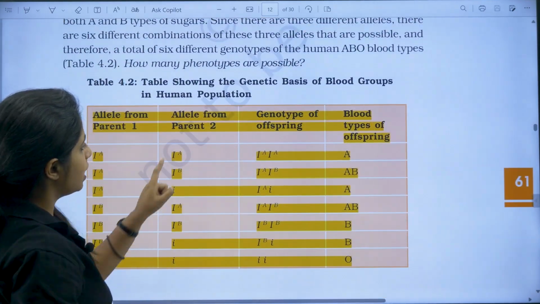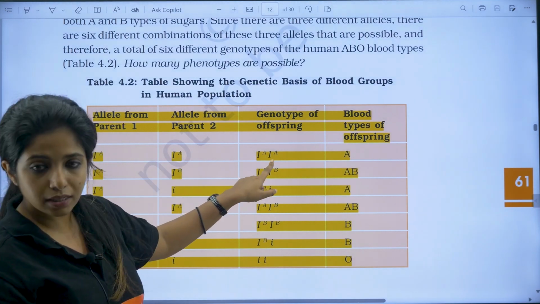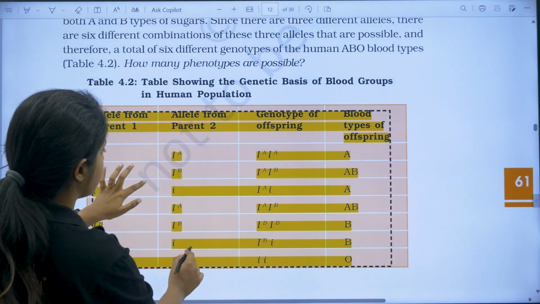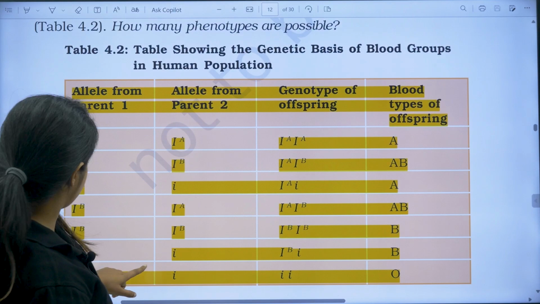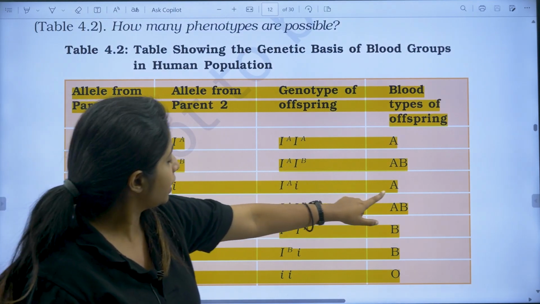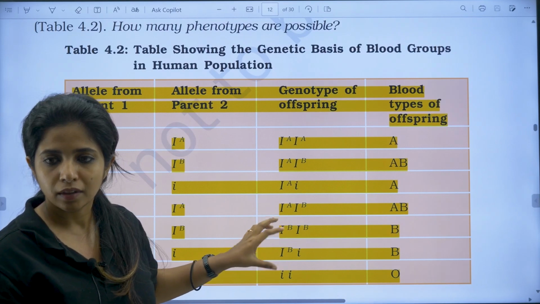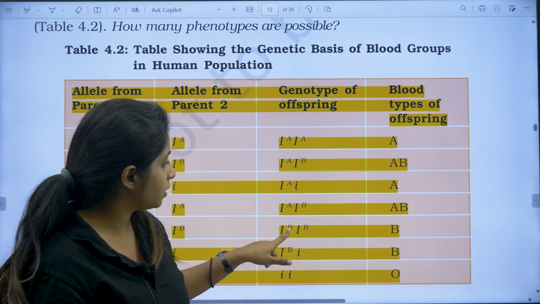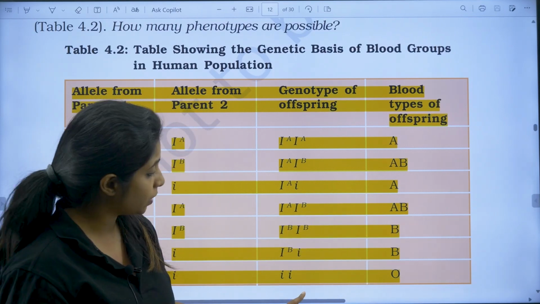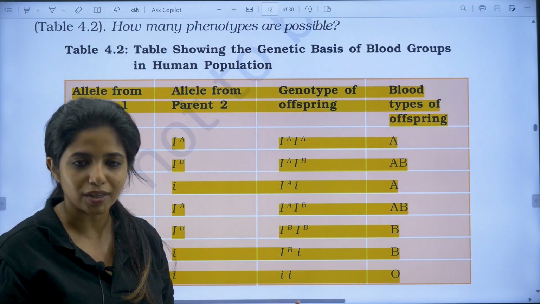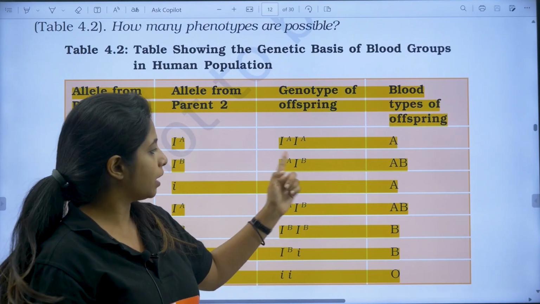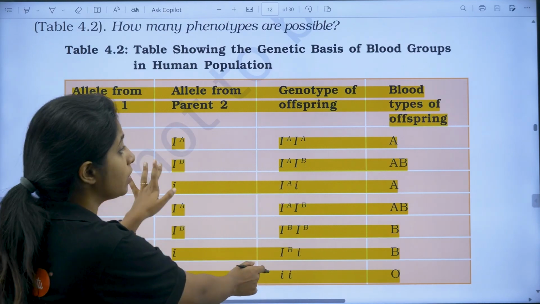So over here it is given. If it is A blood group, it can be IA IA. Again, if it is A blood group, it can be like this also. So you should know the genotypes. If it is B blood group, it can be either this or this. If it is O blood group, it is just this. If it is AB blood group, it can be this.